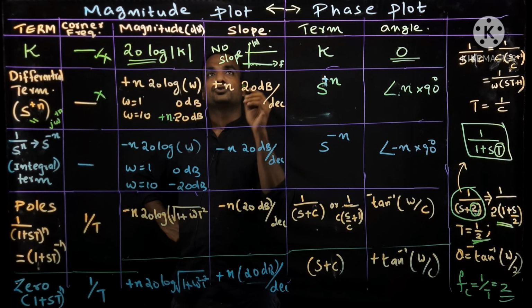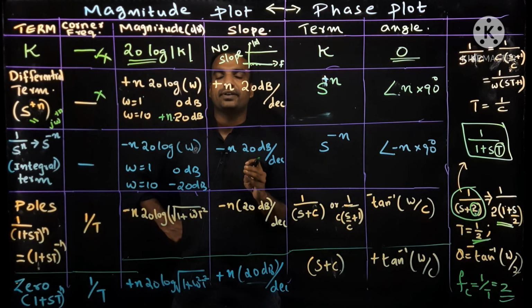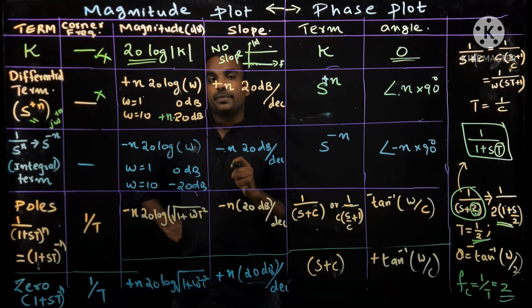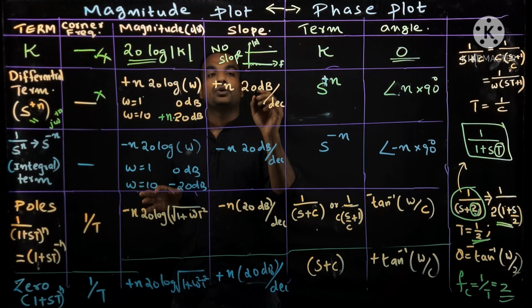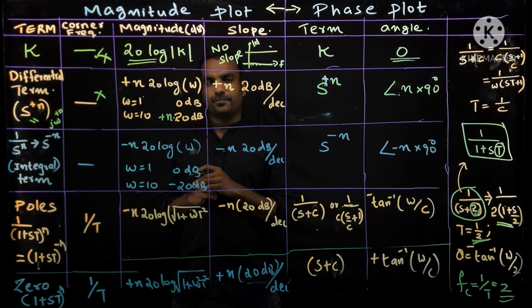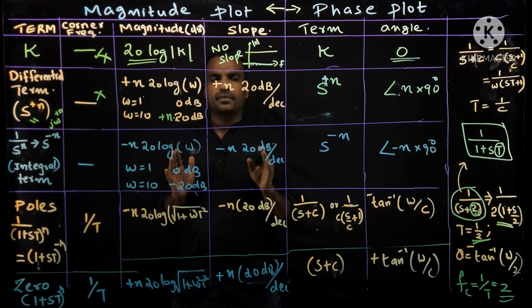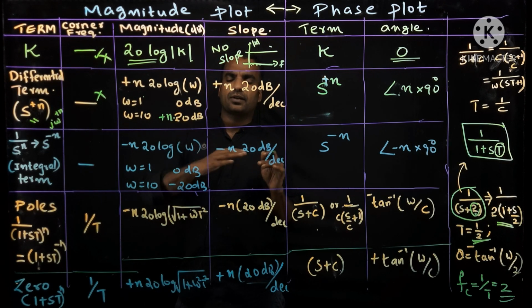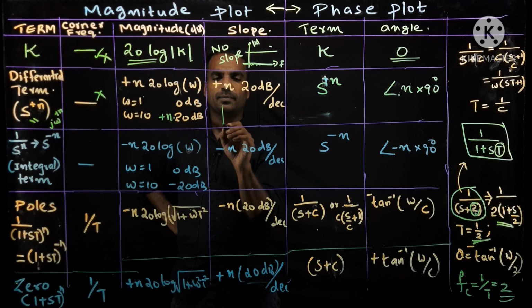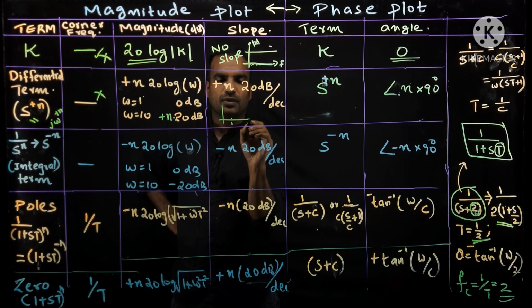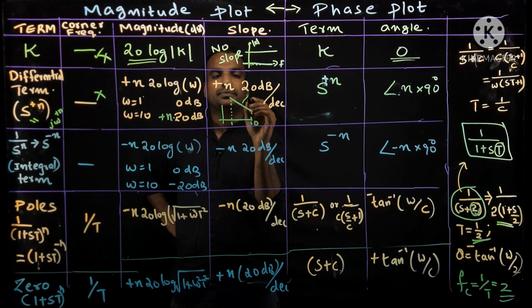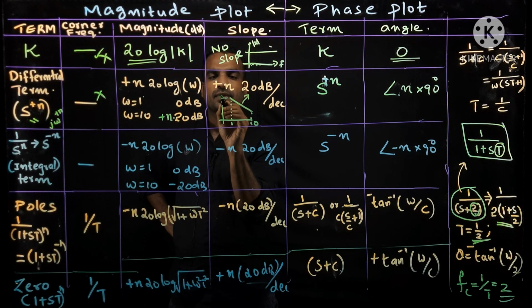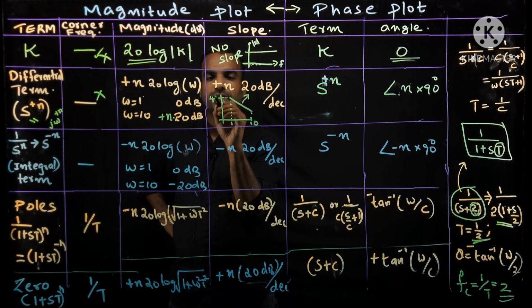On the other side, slope. From this term onwards, we can think about slope. Because each s term will contribute a 20 dB slope. Please memorize this for the time being. Per decade. Decade means while we are moving on the x-axis from 1 to 10, it is a decade. From 1 to 10, it is a decade. It will have a slope of 20 dB. Suppose this value is 40 dB.